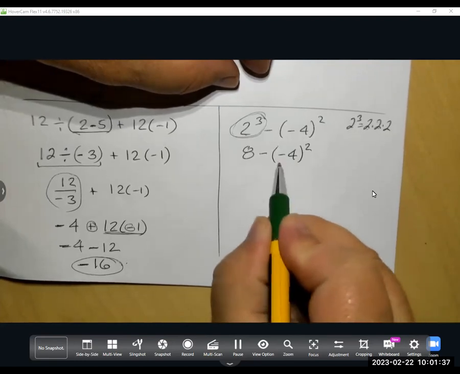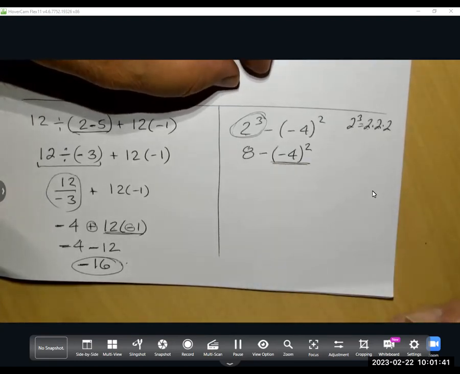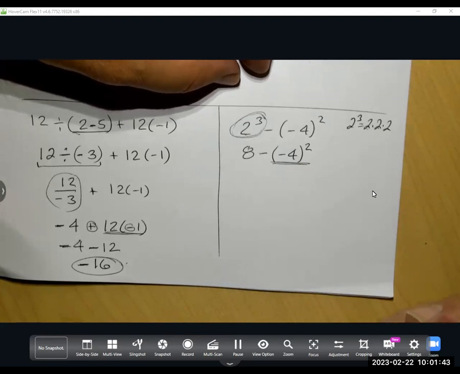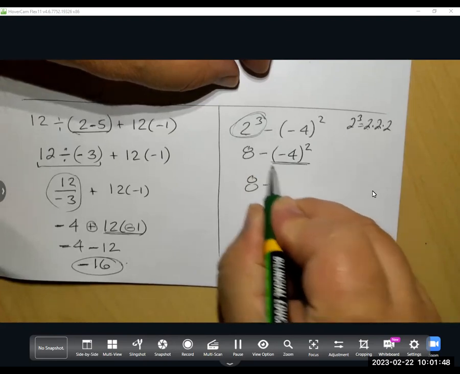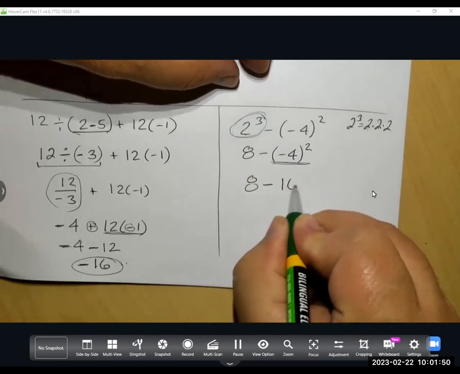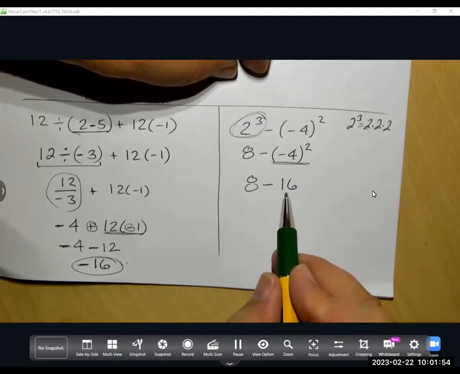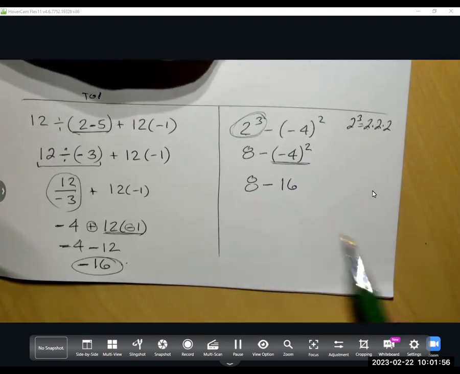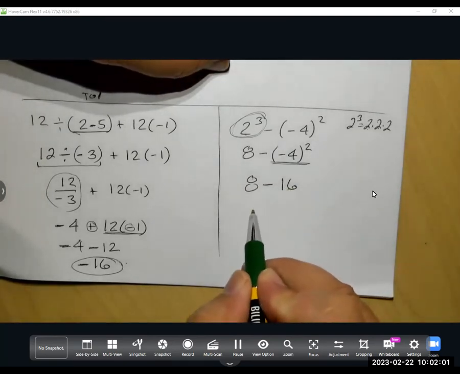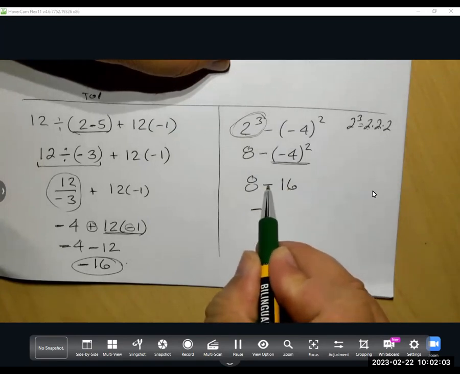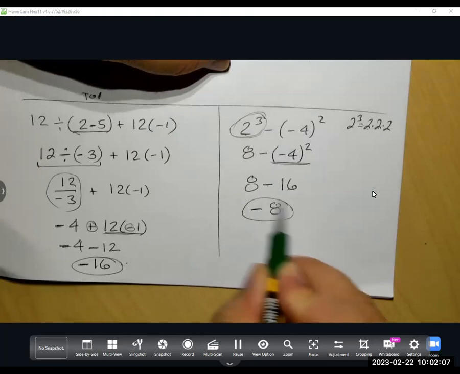Okay, now we do the next exponent. We do this one. What is negative 4 squared? Positive 16. So it's 8 minus positive 16. Is the answer going to be positive or negative? Negative, because 16 is bigger, so it's minus. 16 minus 8 is 8, negative 8.